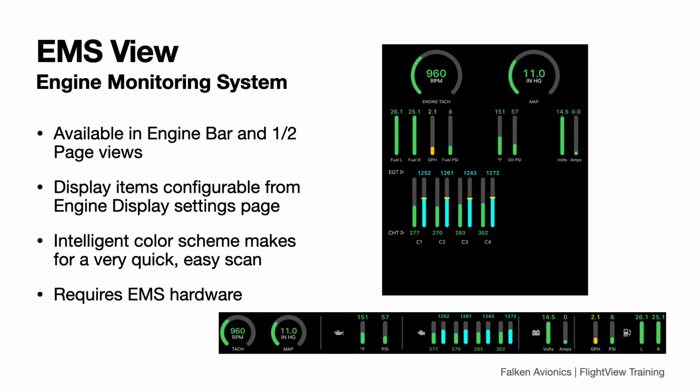Next up is engine monitoring, and fortunately, while engine monitoring is very important, it's also fairly simple. FlightView has two engine monitor views, the engine bar view and the larger half-page display that can be called up on demand using the EMS button on the button bar. The bar is better for most things, but the half-page display includes one important feature that's not available on the bar.